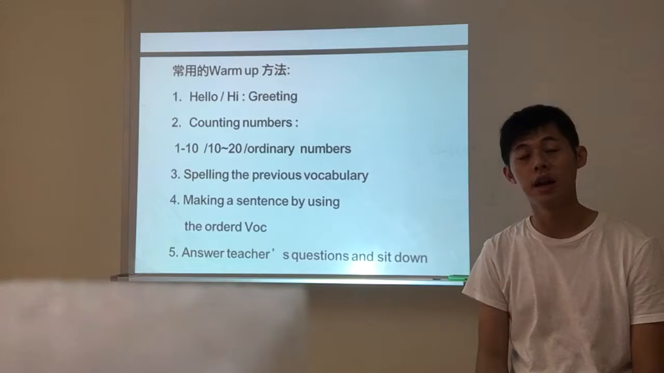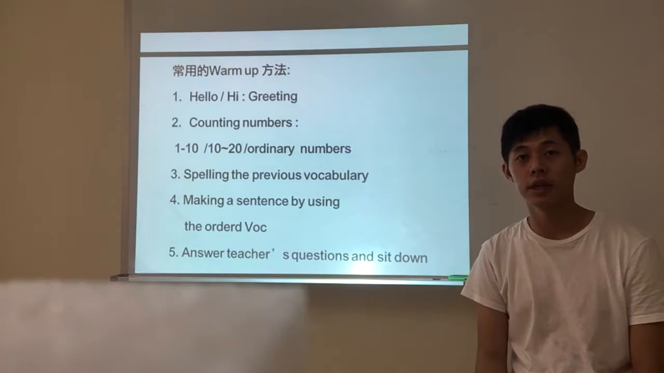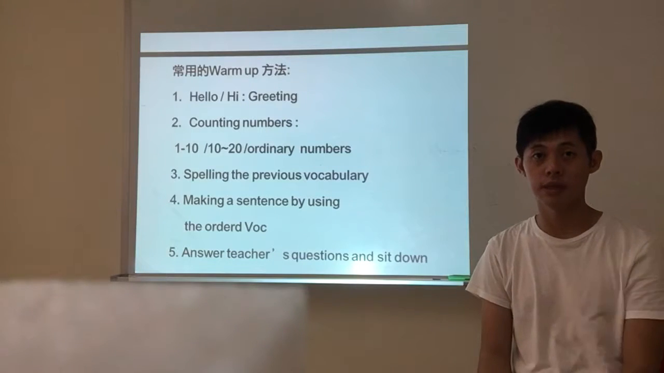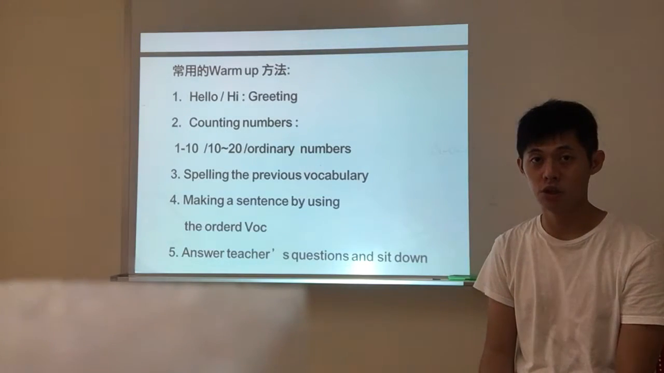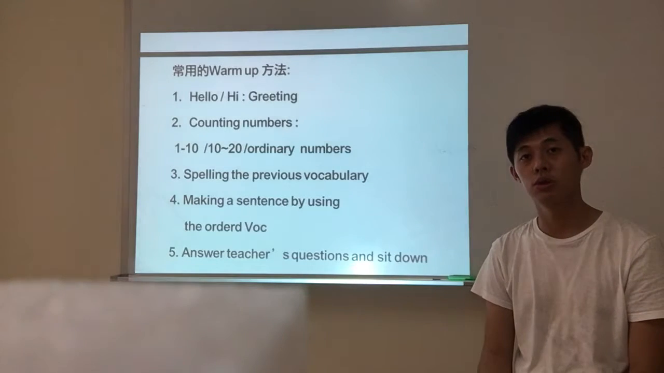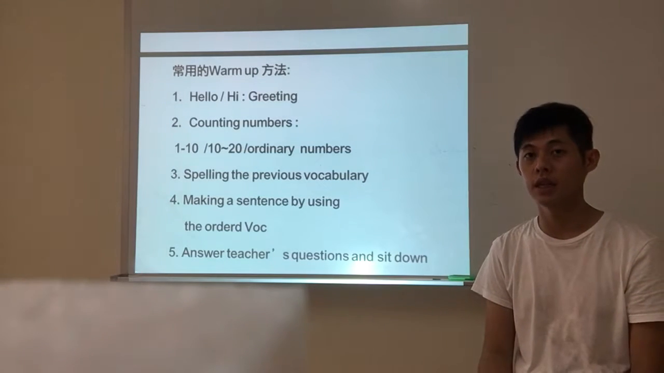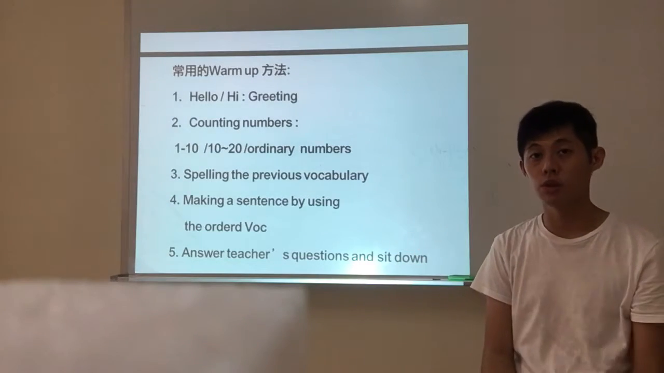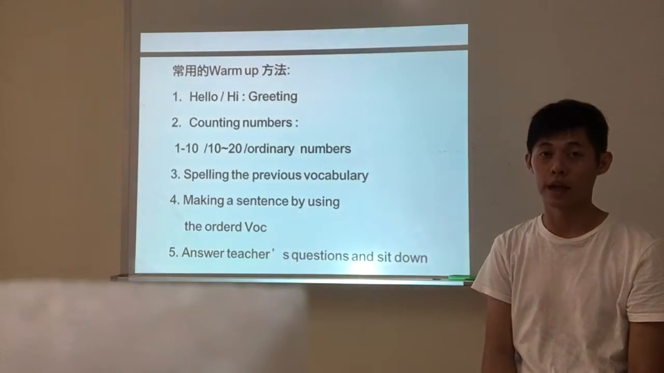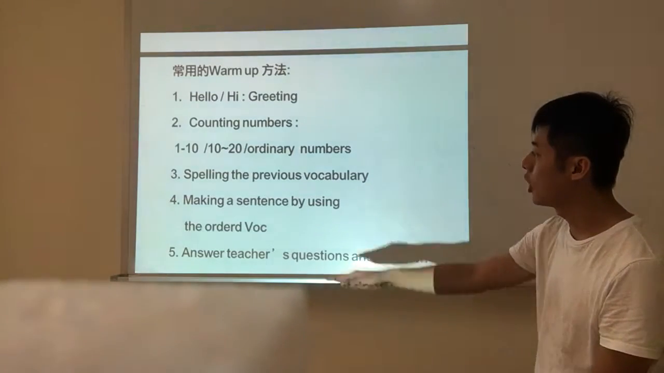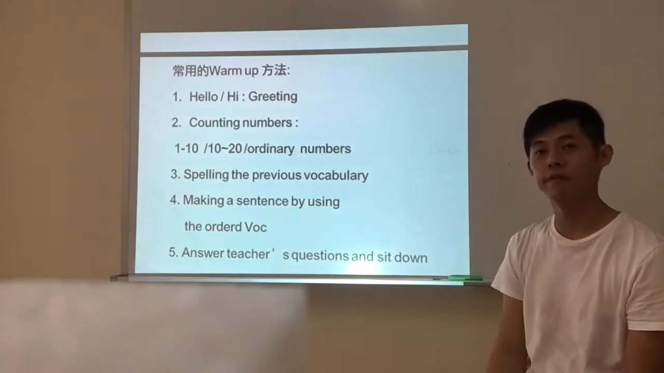Okay, now we are going to teach about the spelling, the previous vocabulary too. For example, if they learn swimming, I will call out a student like, okay, Jimmy, how do you spell swimming? Jimmy will say S-W-I-M-M-I-N-G. Very good. If Jimmy didn't know how to spell this word, everyone should recite together like S-W-I-M-M-I-N-G.